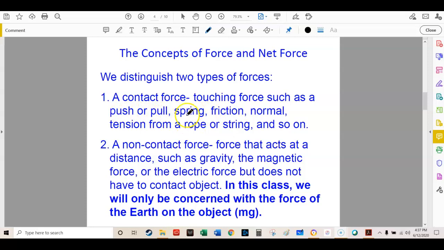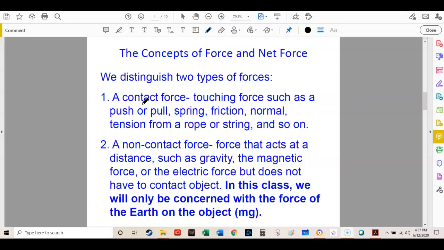A spring is another type of contact force. Friction is another type of contact force. There's going to be this thing called a normal, which we'll define in the next activity. That's just a force of a surface acting on an object. And then there's also a rope or a spring, which is a tension force. So all of these are different types of contact forces where an object has to be touching the ground, in which case it'll have friction and a normal force on it, or an object has to be touching a spring, or a rope has to be attached to it. Those all are physical contact forces.